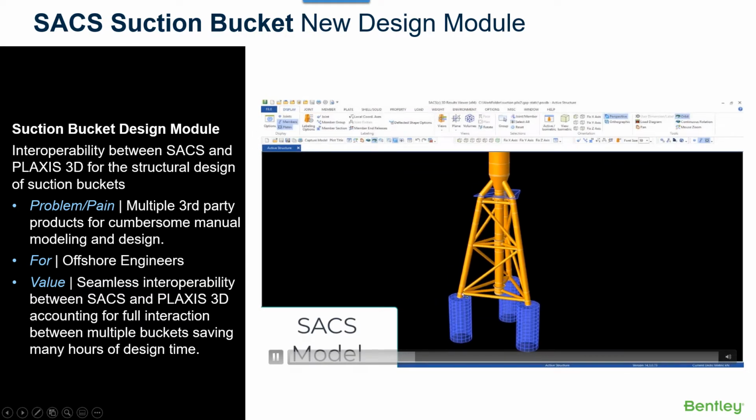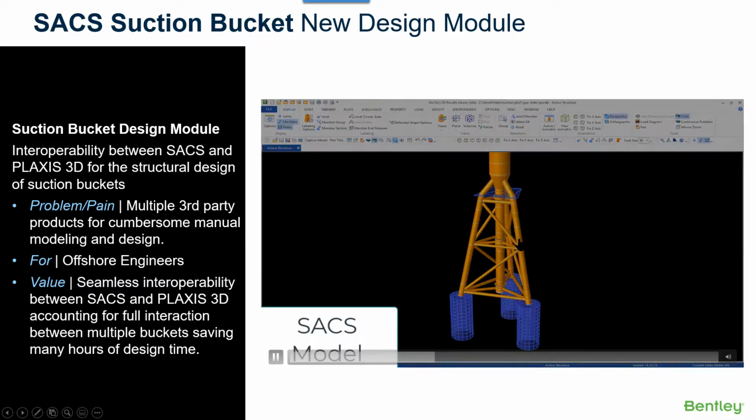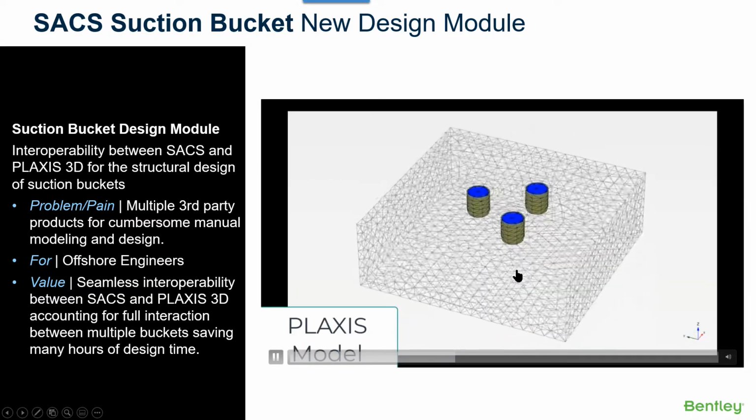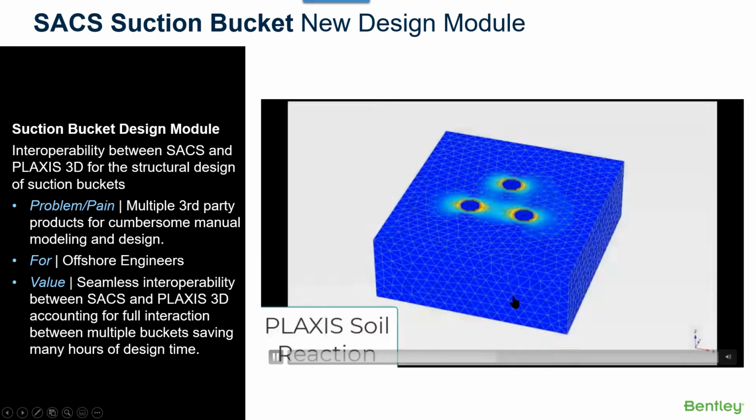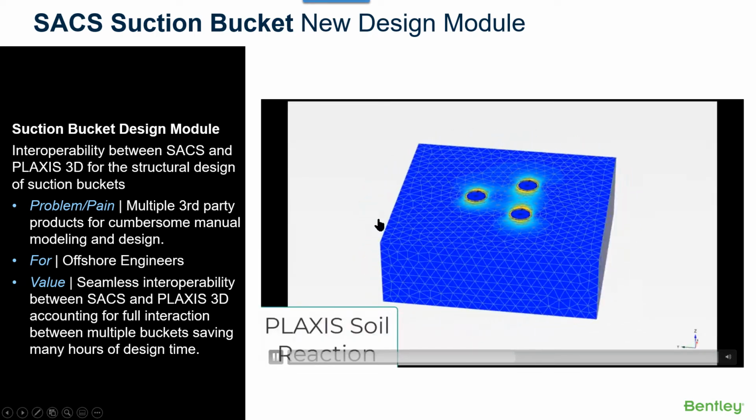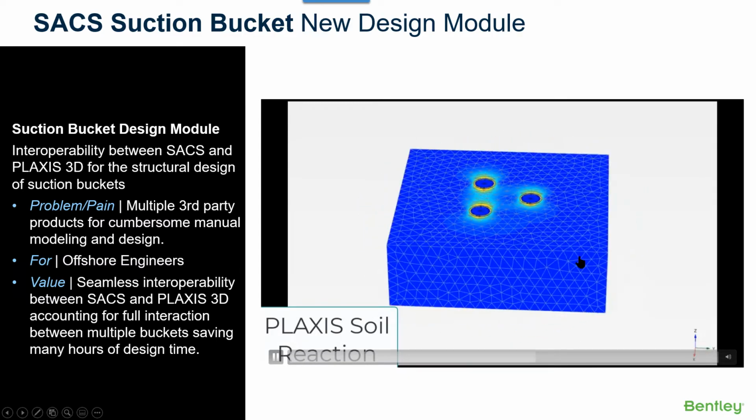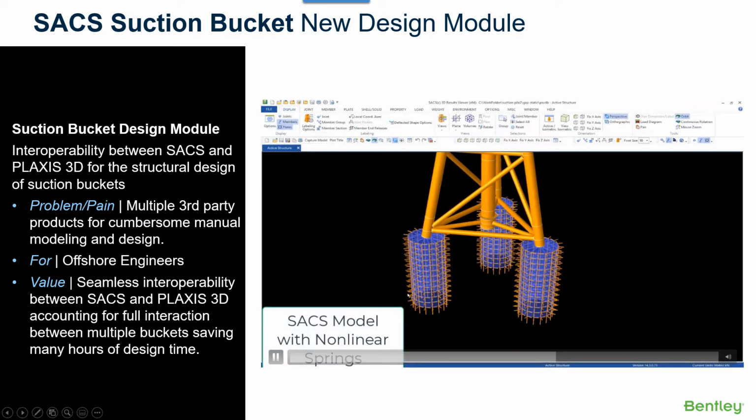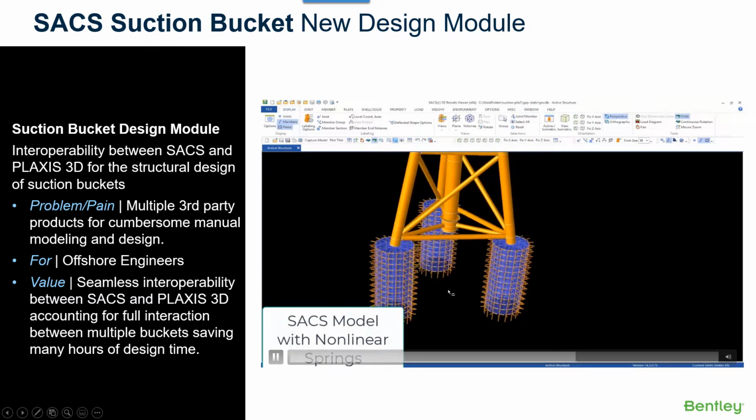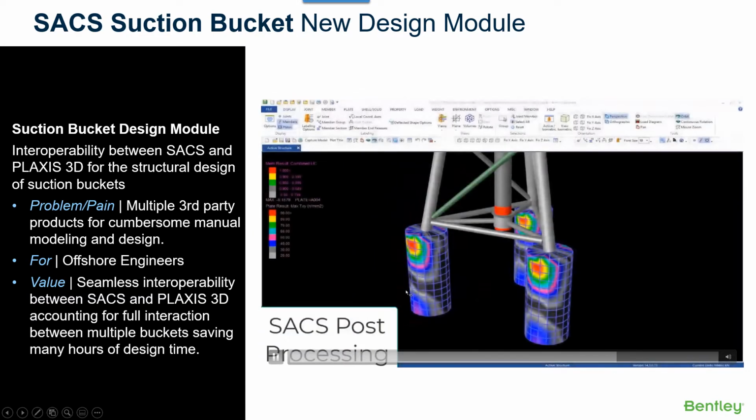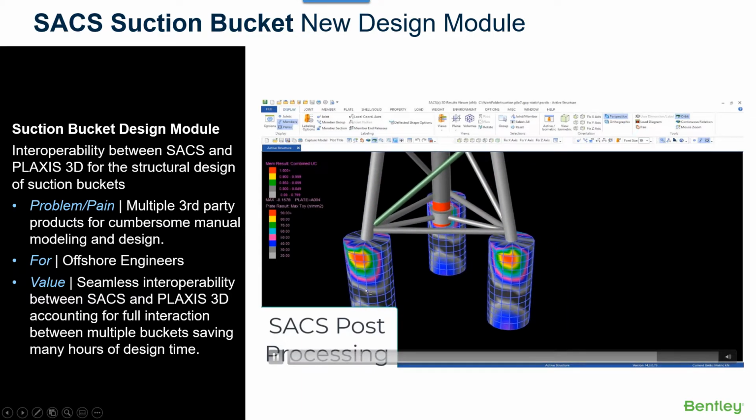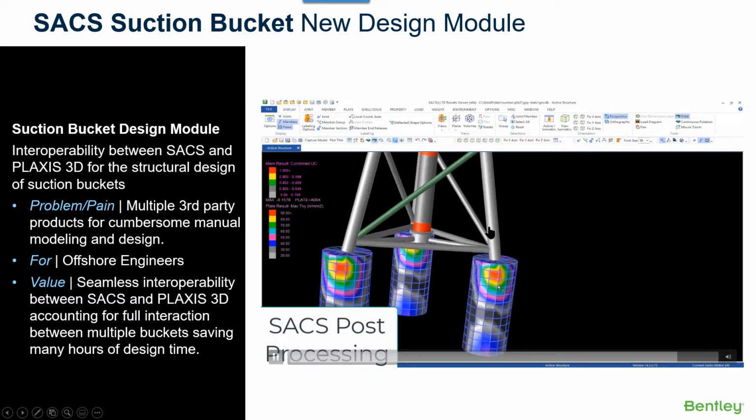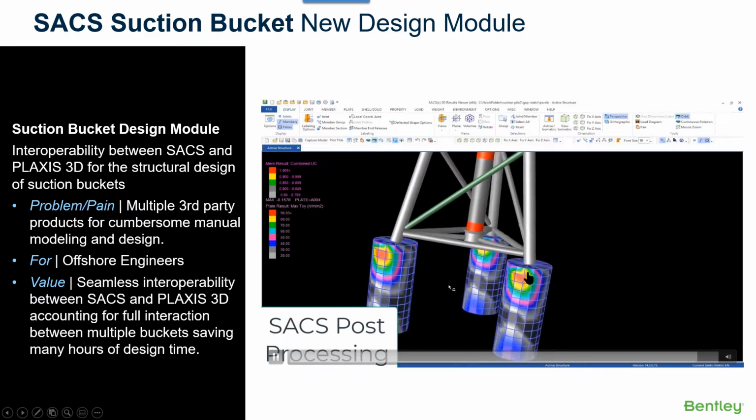Here is the structural model built in SACS. And then after importing the model in practice, you will see this kind of picture. Then after the analysis, those kinds of results will be exported in SACS format. And then here's a picture of SACS after importing the nonlinear springs. And after running the analysis, you can visualize the result and do some post-processing.